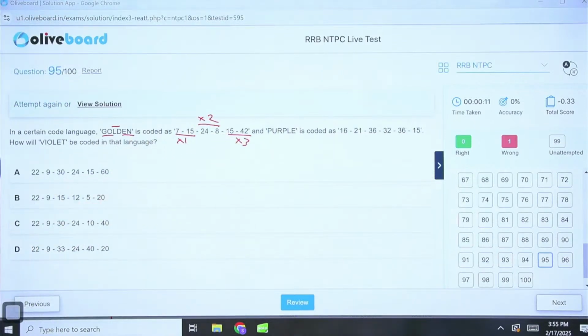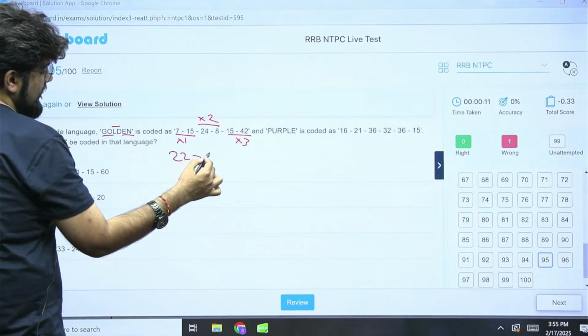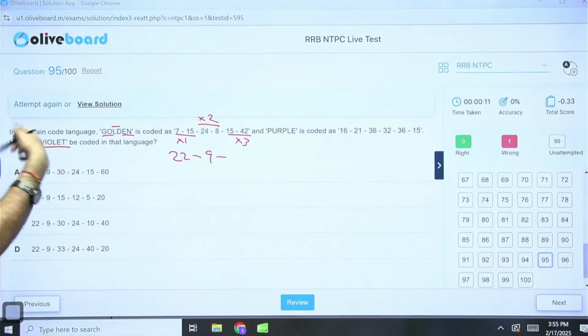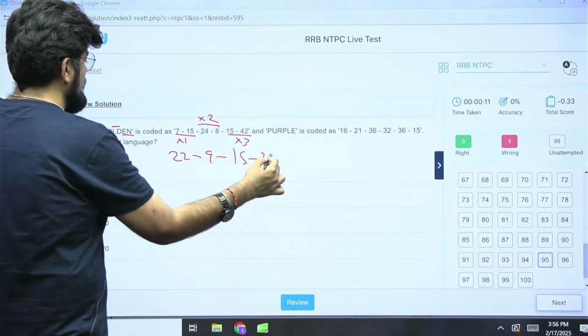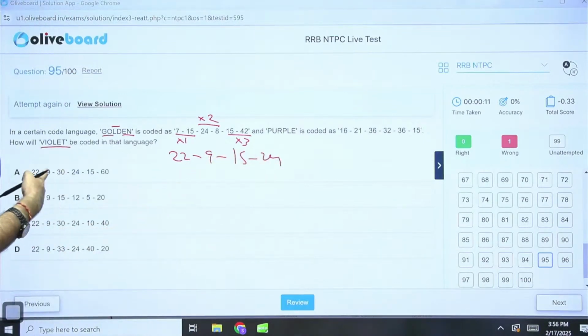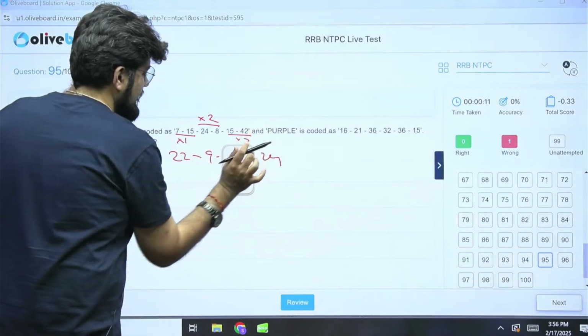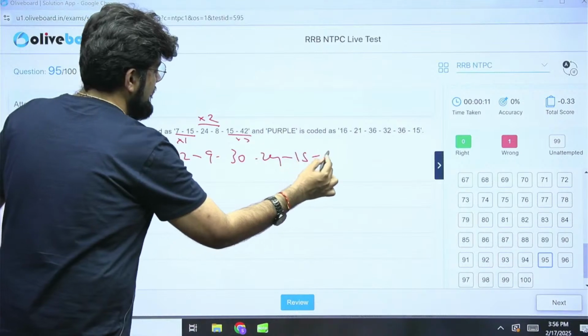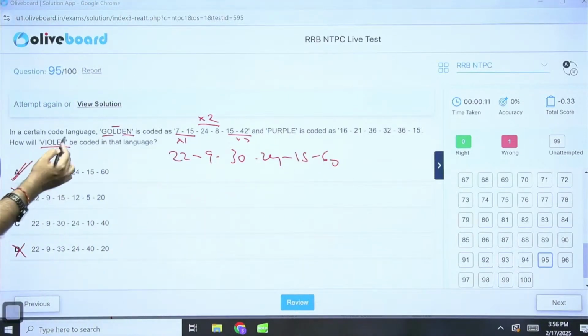So straight away check for Violet now. Violet, V and I same. So we have 22 and we have 9. All of them are the same. Next, O and L are double. So we have 15, we have 24. 15 and 24. So you eliminate option A. Sorry, my bad. We have 30 and we have 24. Okay, so you eliminate option B, option D. And the next two E and T will be 3 times. So we have 15 and we have 60. 15, 60, option A becomes your right answer.